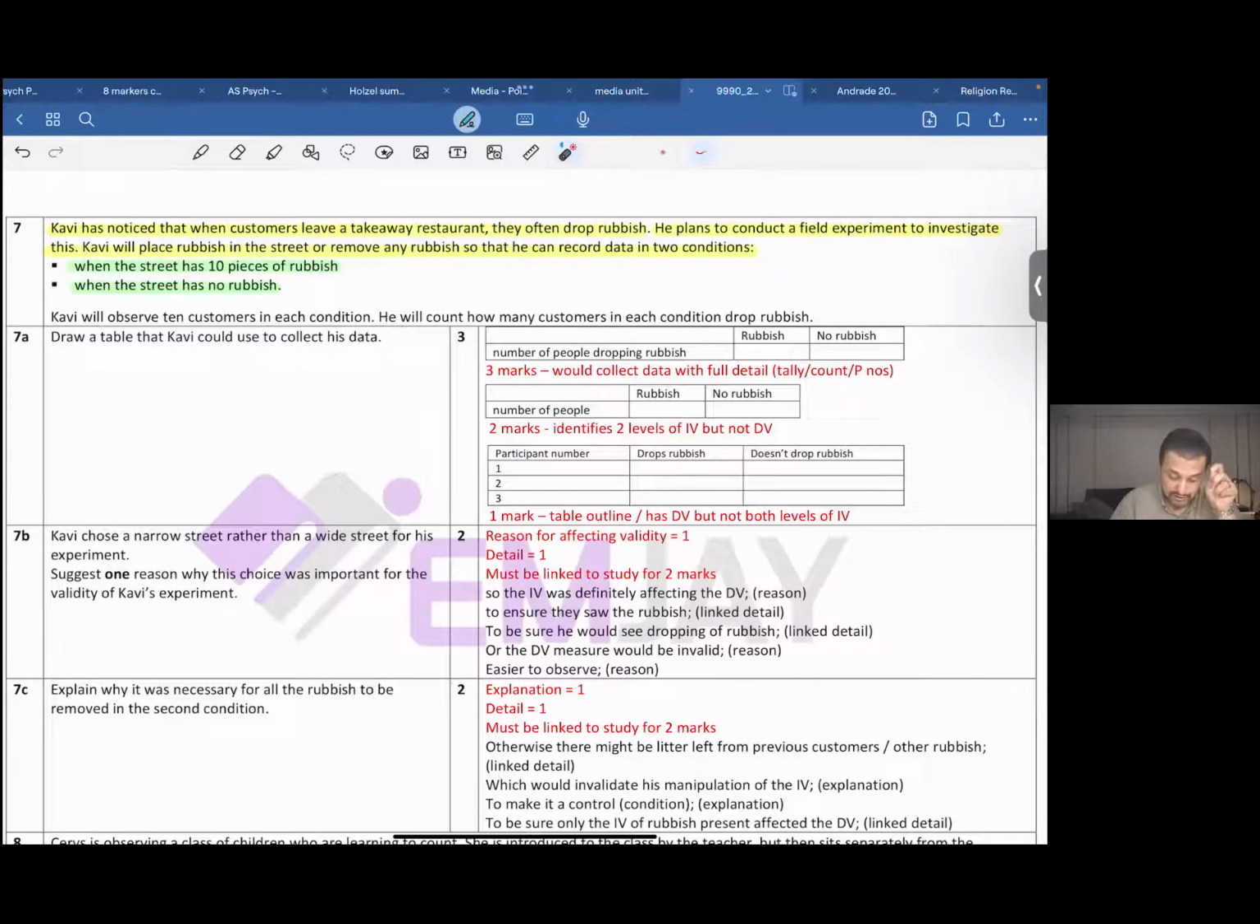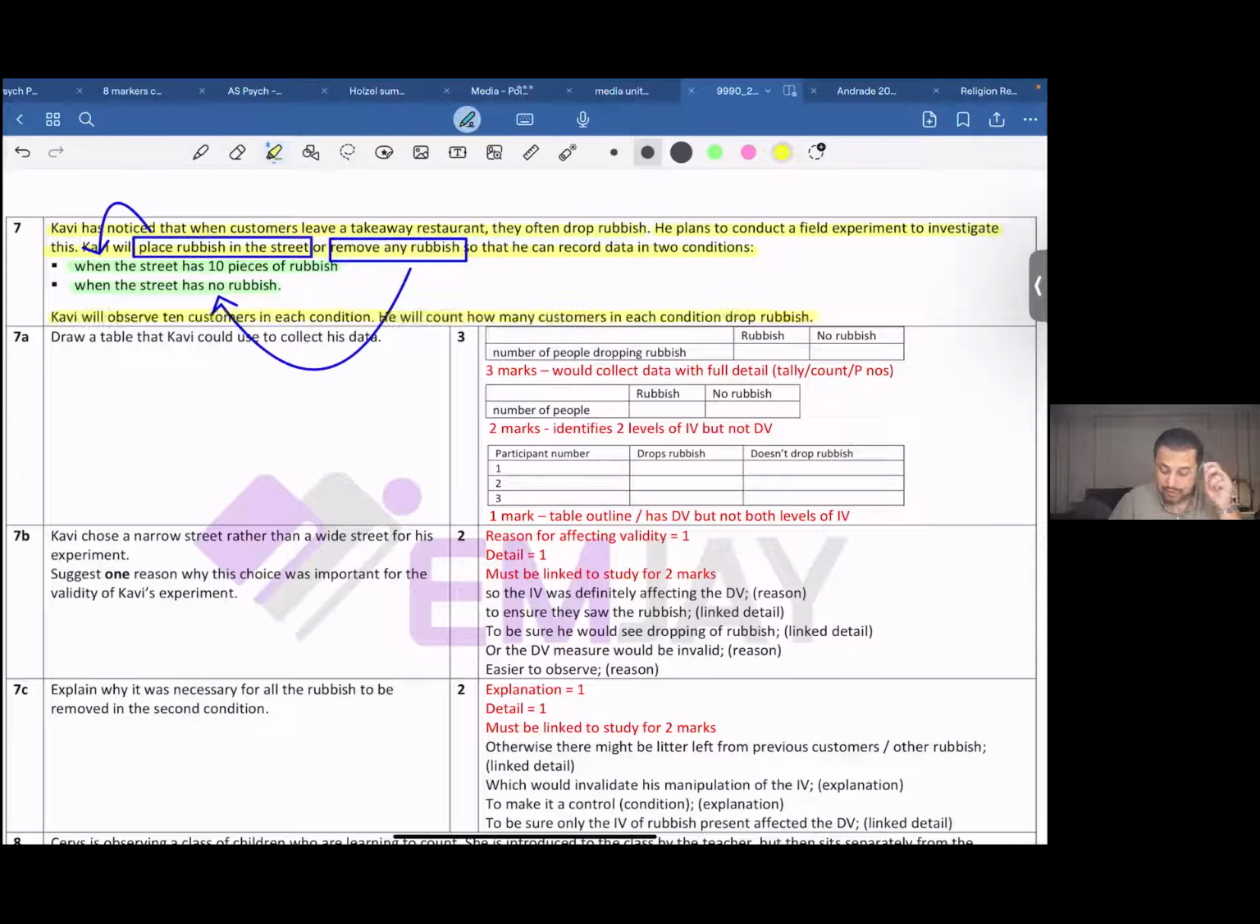in 2 conditions. So one, you are placing rubbish in the street. Number two, you are removing rubbish from the street, right? For placing rubbish in the street, how has Kavi operationalized it? When the street has 10 pieces of rubbish, or when you're removing rubbish, you are ensuring that there is no rubbish on the street.